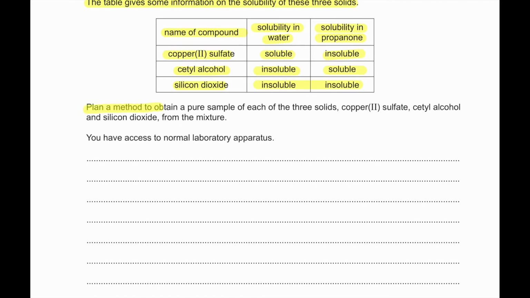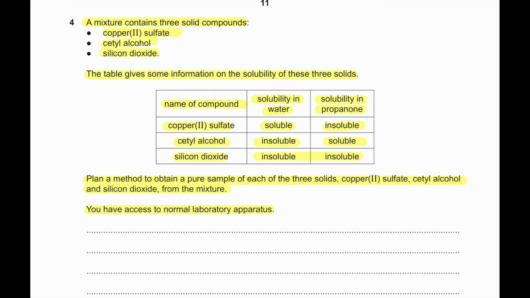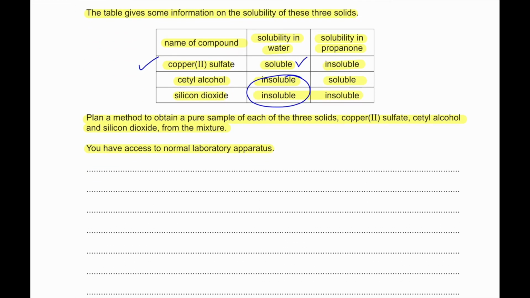The question says plan a method to obtain a pure sample of each of the 3 solids, copper 2 sulfate, cetyl alcohol, and silicon dioxide from the mixture. You have access to normal laboratory apparatus. As we can see, the cetyl alcohol is insoluble in water. However, the copper 2 sulfate is soluble in water. So we can first dissolve all of this in water, and the filtrate we will collect will be copper sulfate solution. And cetyl alcohol and silicon dioxide will remain as a residue.